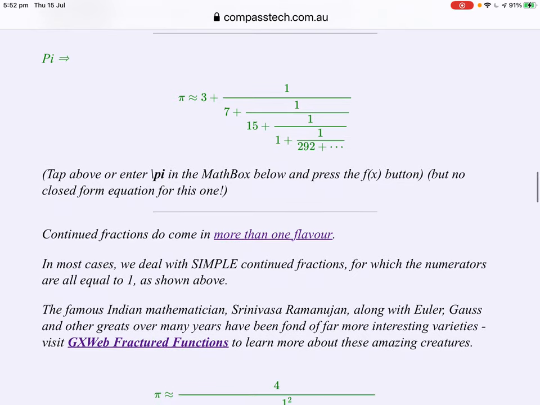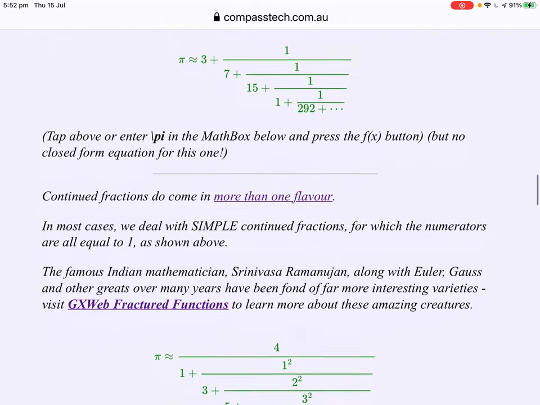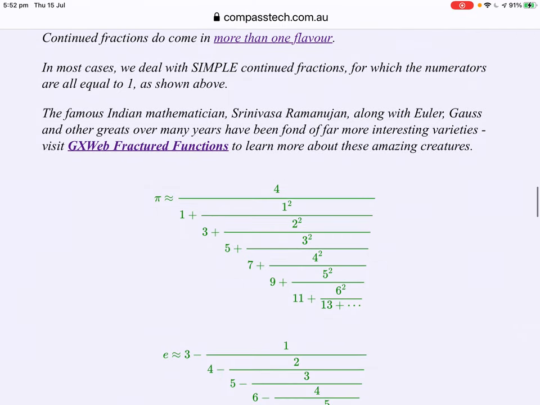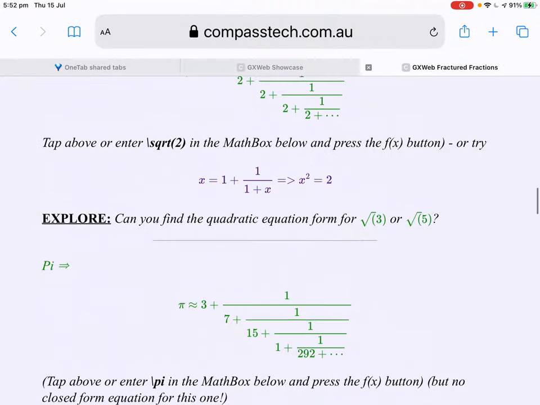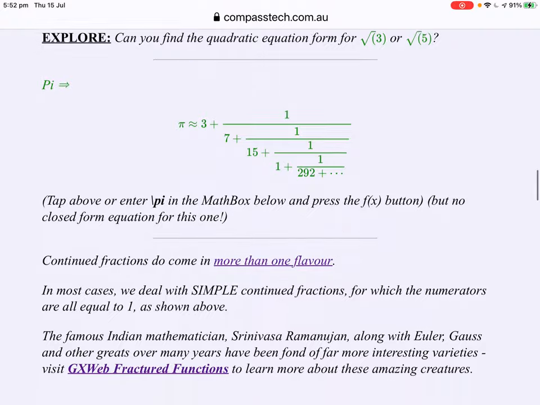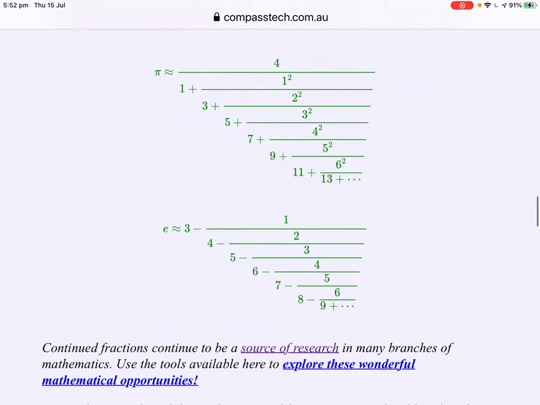And that's true. The simple continued fraction forms for transcendental numbers do give you a random, well, not a random, but an unpredictable sequence of numbers. In this case, 3, 7, 5, 1, 292. But that's not the whole story. Continued fractions do come in more than one flavour. Not just simple, like the ones we've looked at, where the numerators are all ones, but general continued fractions too.